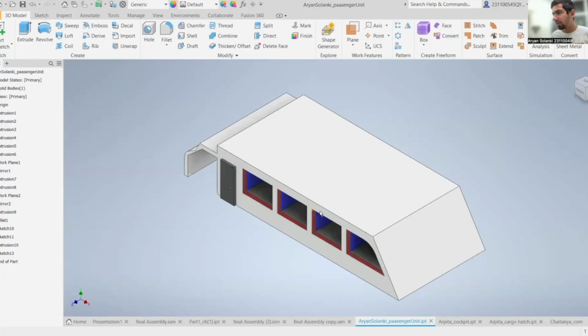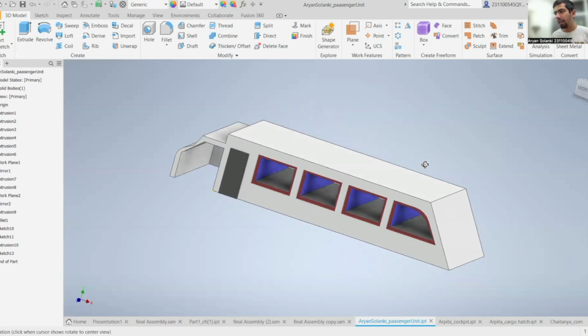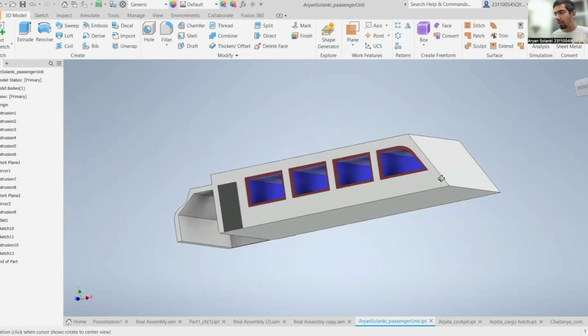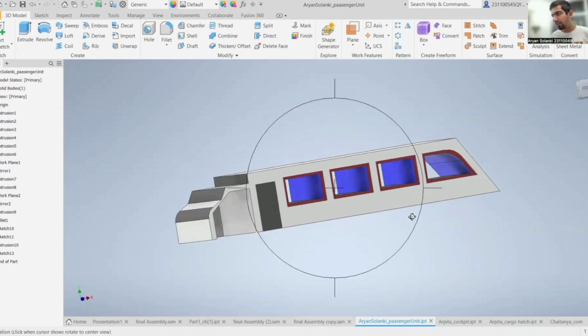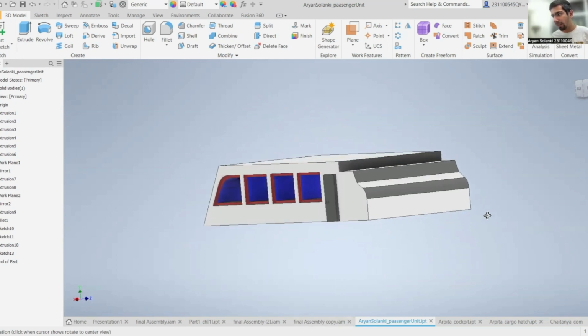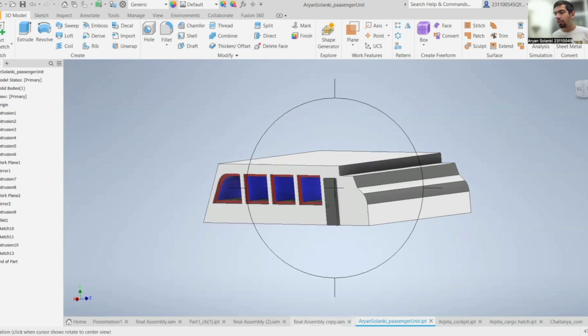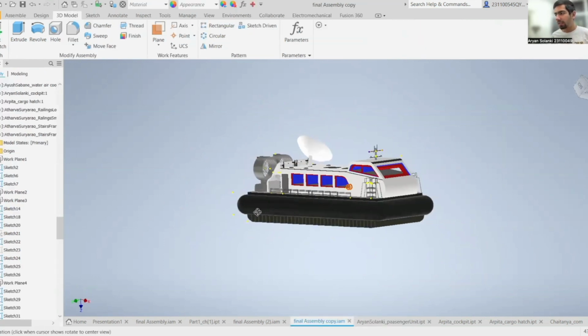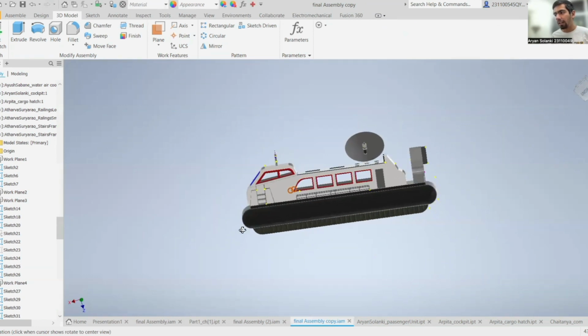This is the passenger unit. It has been modeled by Arpita. The passenger unit is a very integral part of the entire hovercraft system because it is the centerpiece in the machinery, and it accommodates the passengers. Making a crucial passenger unit is very important because it accommodates the passengers throughout the convoy and ensures smooth travel.